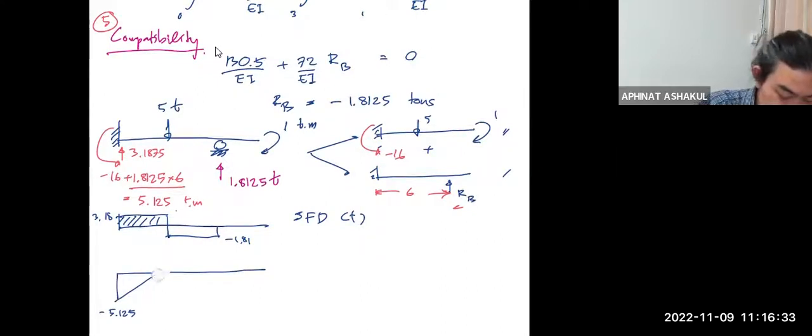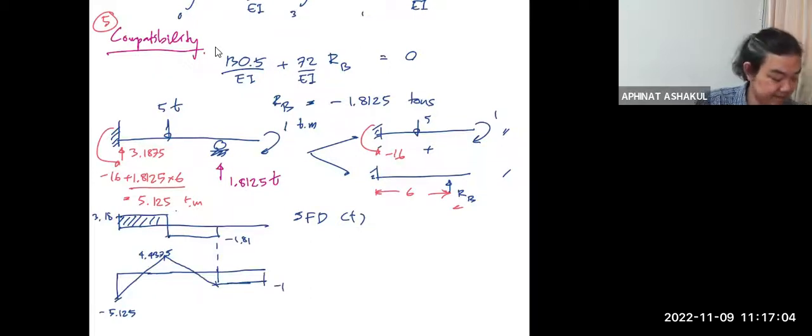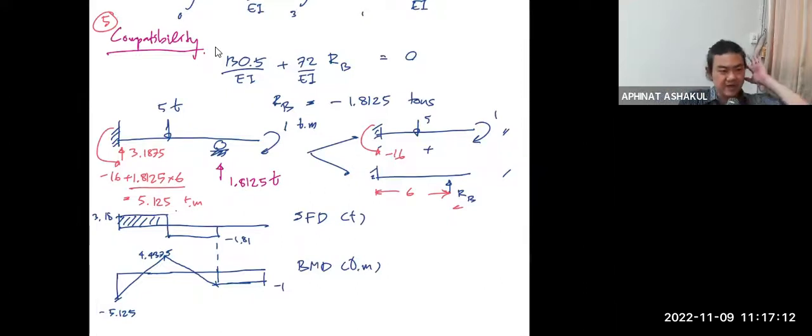Let me redraw. I try to draw things on scale. Like that. 4.4375. And this should of course bring it back down to minus 1. But that's your bending moment diagram. Okay? In ton meter. And I'll give you a minute.